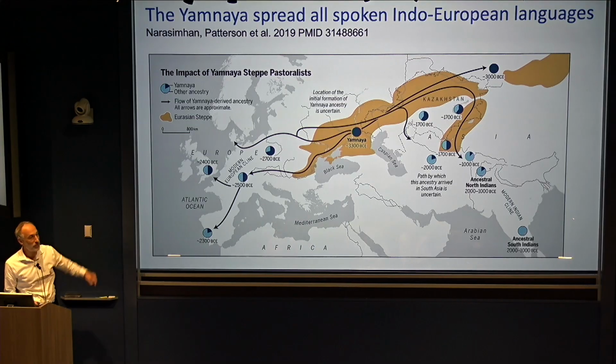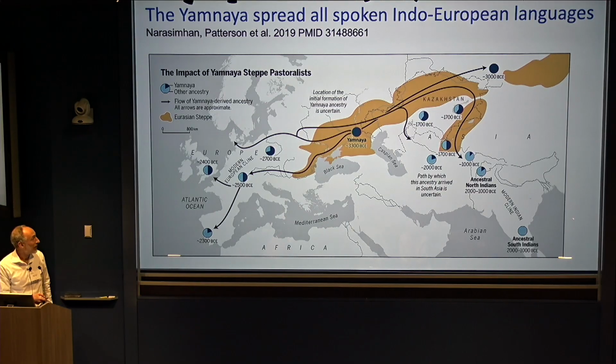That backward movement corresponds to the genetic high similarity of people in the Baltic, like Lithuanians, and South Asians and Iranians, who also speak related subgroups of Indo-European, Balto-Slavic, and Indo-Iranian languages. And so we can trace the movement of these languages through this process.